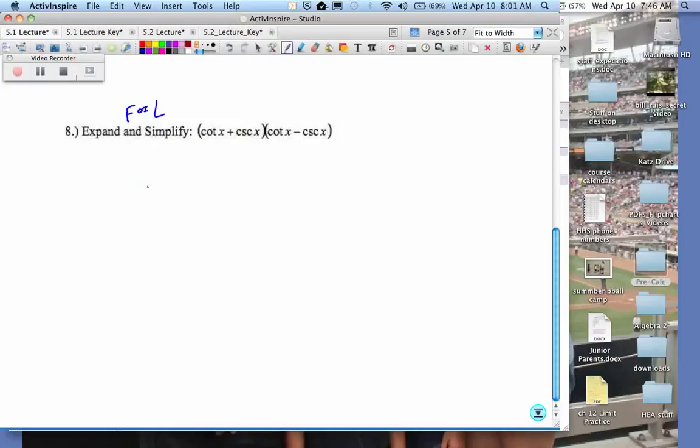All they mean here is FOIL. So what do you notice about the 2 factors in the parentheses? They're the same, except for the sign in the middle. So you might call them a conjugate. The middle sign is changing. So I only need to do the first and last because the outer and inner parts will cancel themselves out. So cotangent times cotangent is cotangent squared of x. Cosecant times negative cosecant is negative cosecant squared of x.